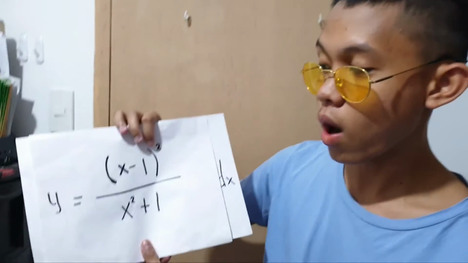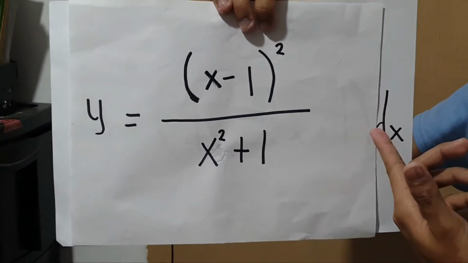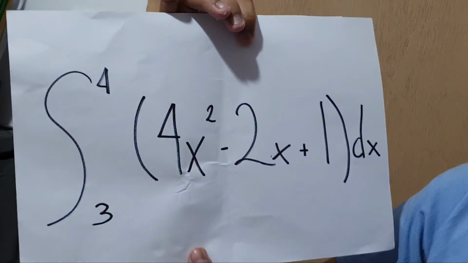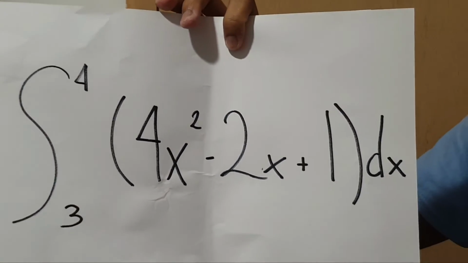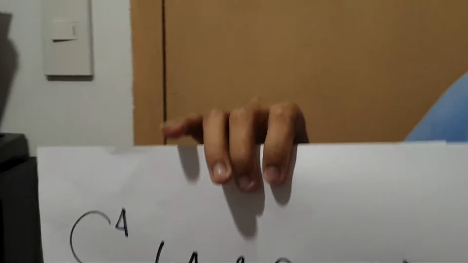Here is our first equation, which is y equals (x minus 1) squared over x squared plus 1, which is a sample of a derivative equation. And our second equation is the integral of 4x squared minus 2x plus 1 dx from 3 to 4, which is a sample of an integral equation. So now let's solve these two kinds of equations.